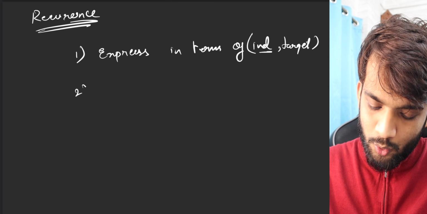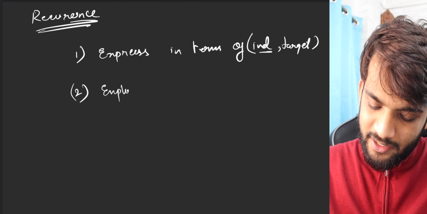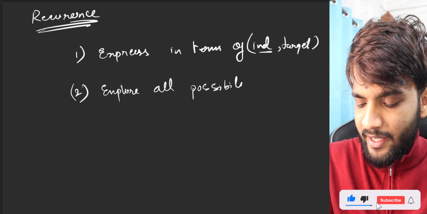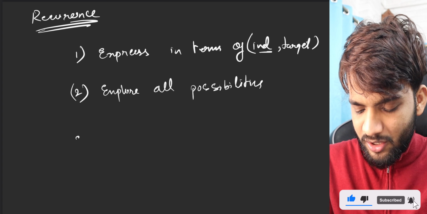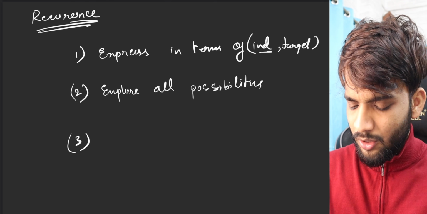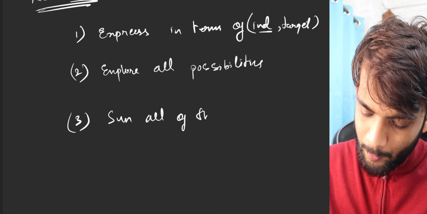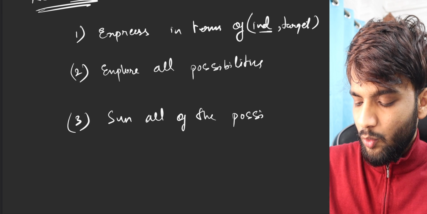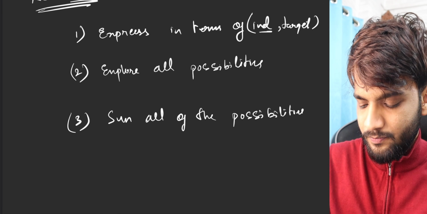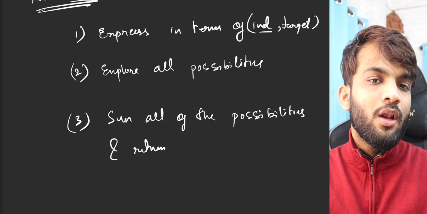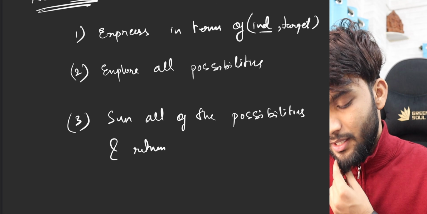What is the third rule? Explore all possibilities. We can be talking about this afterwards, but that is the third rule. Explore all the possibilities. What is the fourth rule? Sum up, sum all of the possibilities up and return. Why is this the rule? Because the question stated count the total number of ways, correct?